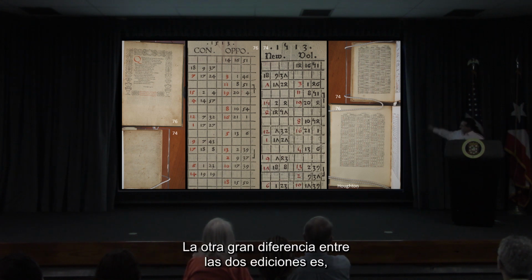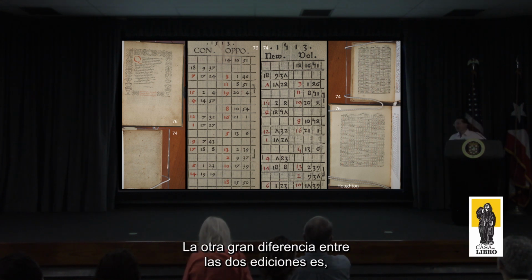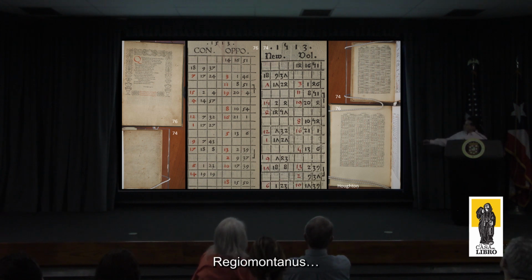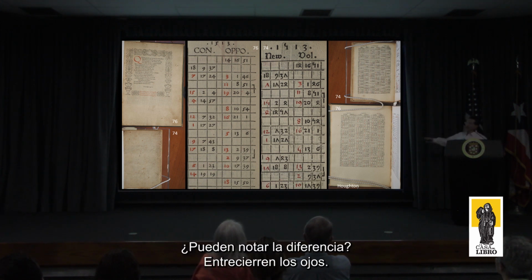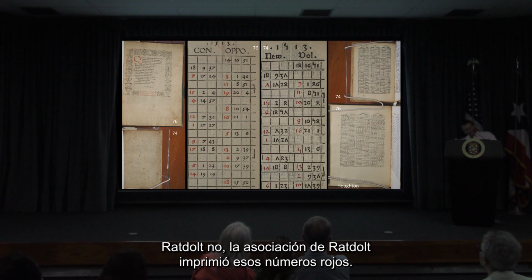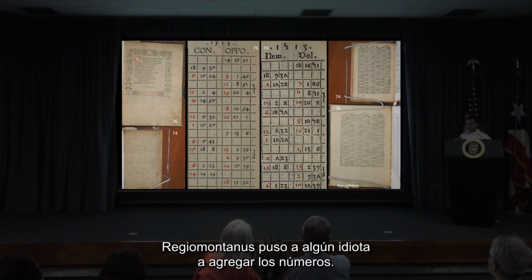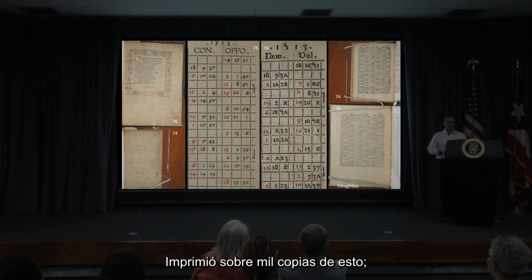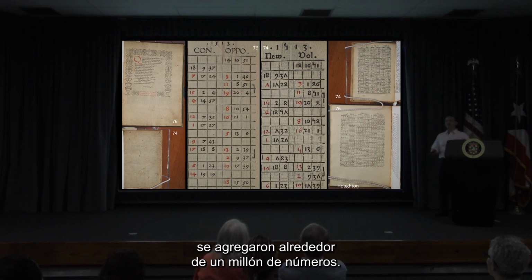So the other big difference between the two editions is that Regiomontanus's, can you tell the difference? Squint. Look at the red numbers. The Ratdolt partnership printed those red numbers. Regiomontanus had some schmuck add the numbers. He printed about 1,000 copies of this. It's about 1 million numbers that were added.